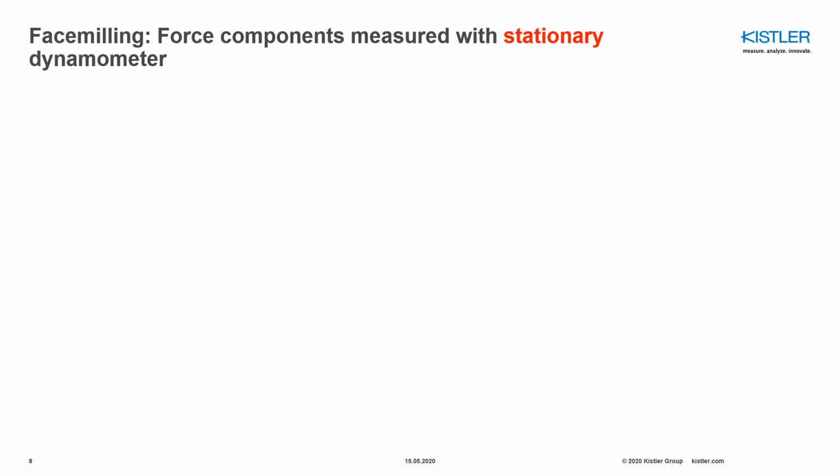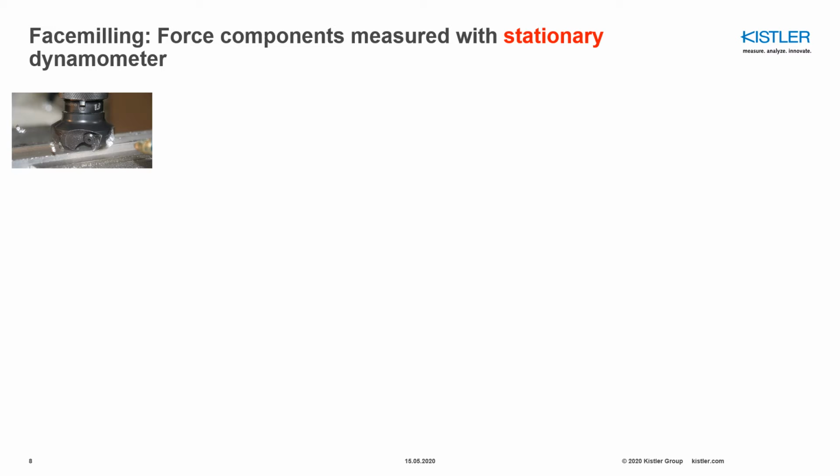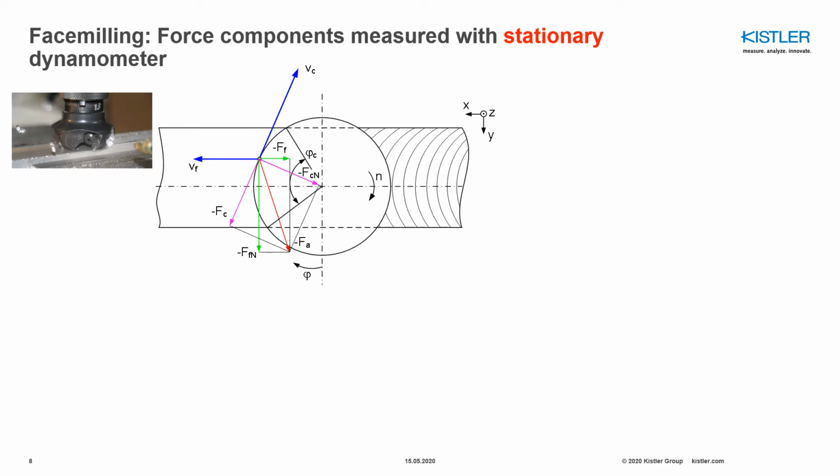Let's have a look at the force components we measure with the stationary dynamometer. Let's start with face milling. You have, as you can see, the milling tool. And if you look at that picture from the top, you have the rotation of your milling tool, the unmachined surface is there, and then you have the machined surface. Due to the rotation of your tool, you have a cutting velocity, as you can see here, the blue vector, and because of the feed, you have the feed velocity, as you can see here.